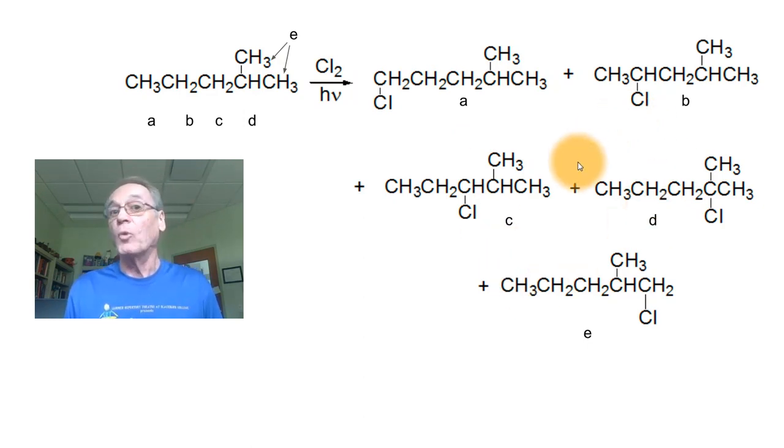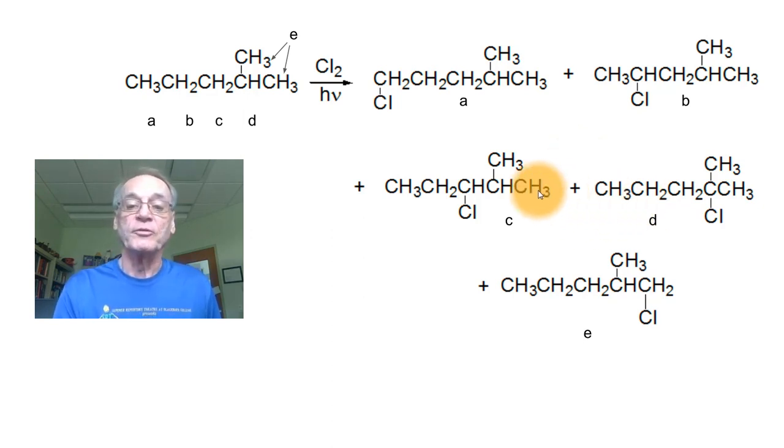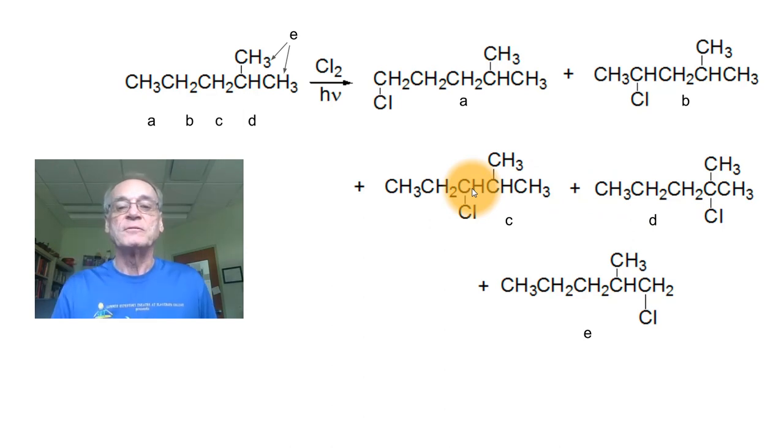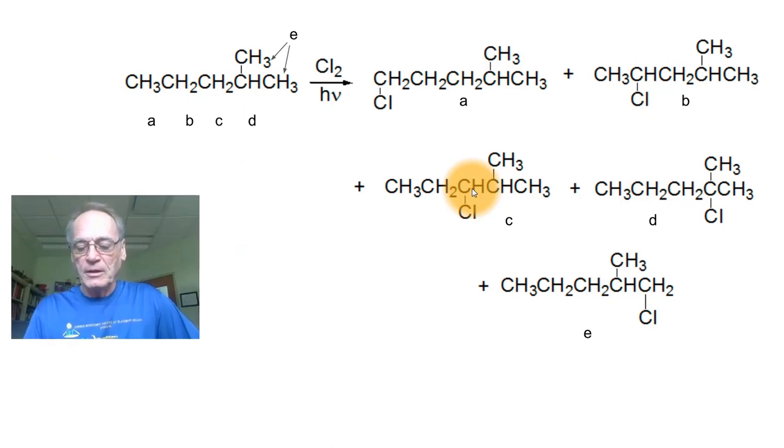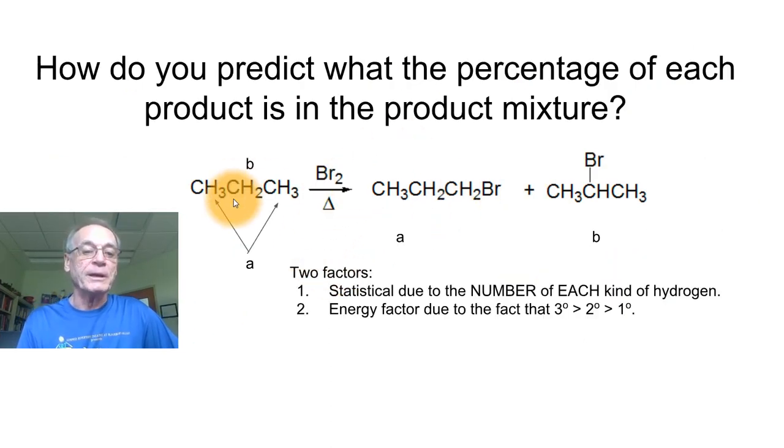Which one would we get more of than the others? Is one of them preferred to the others or not? Can we say, well, this one is the major product or this one is the major product? Well, in the case of monohalogenation, we can actually calculate roughly what percentage of each of the products there would be. Well, let's go back to the propane case.